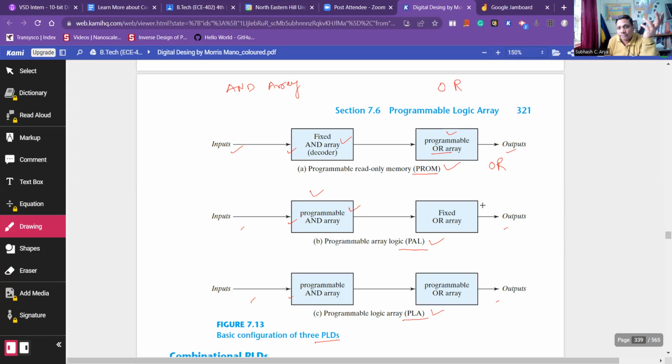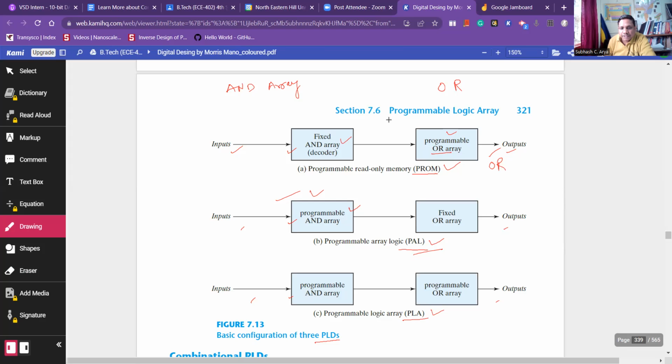It is just the reverse of your PROM. PAL is just the reverse of PROM, because in PROM, the AND array is fixed and the OR array is programmable. In PAL, the AND array is programmable and the OR array is fixed. So please try to understand. This is simple, it should not be very difficult. It is only a kind of initial memorizing. How to implement, later we will see.